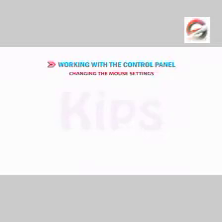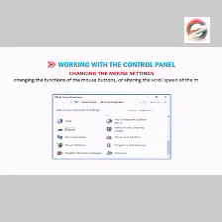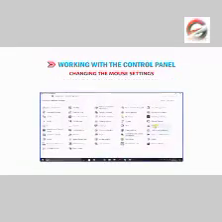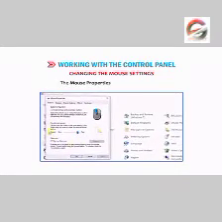Changing the mouse settings. You can customize the mouse settings in various ways, such as changing the appearance of mouse pointer, changing the functions of the mouse buttons, or altering the scroll speed of the mouse wheel. Select the mouse option in the Control Panel. The Mouse Properties dialog box will appear. The Buttons tab is selected by default.